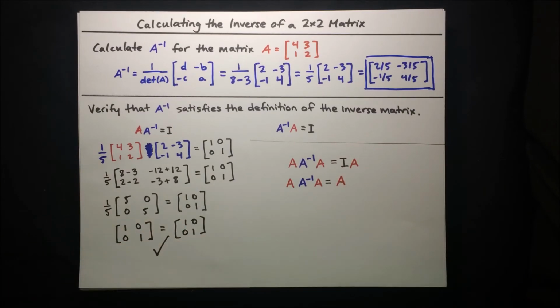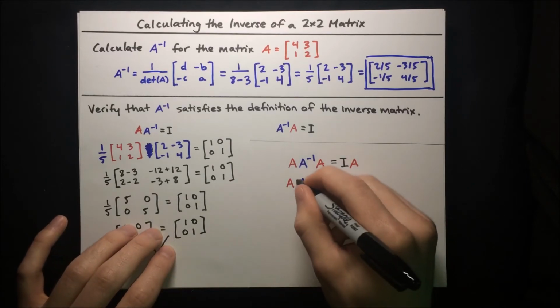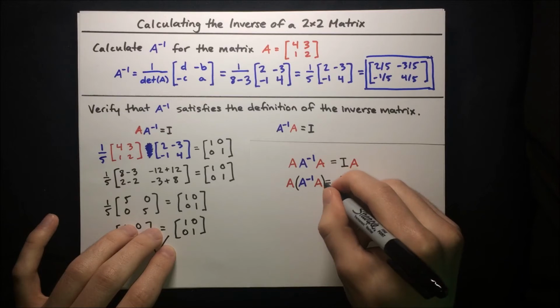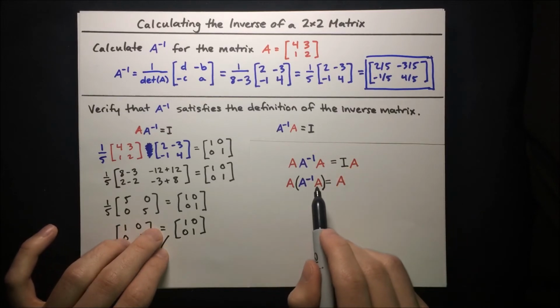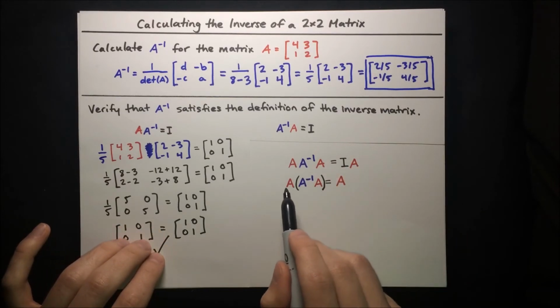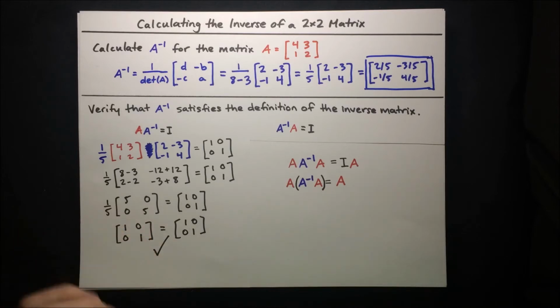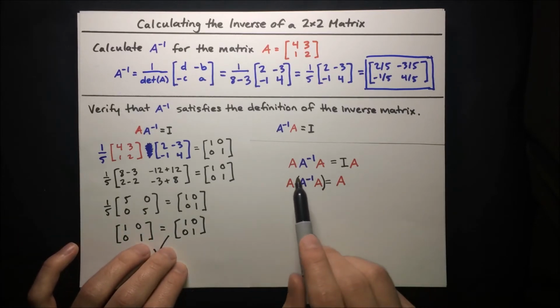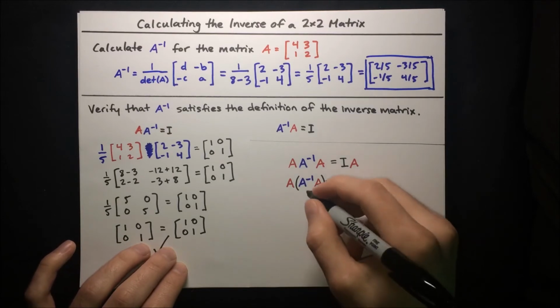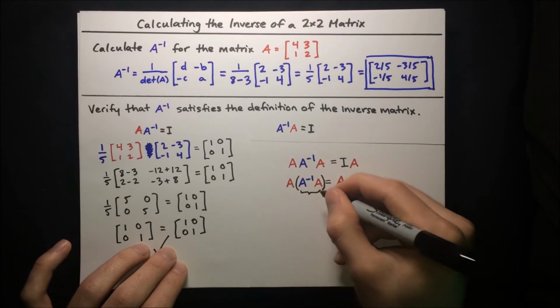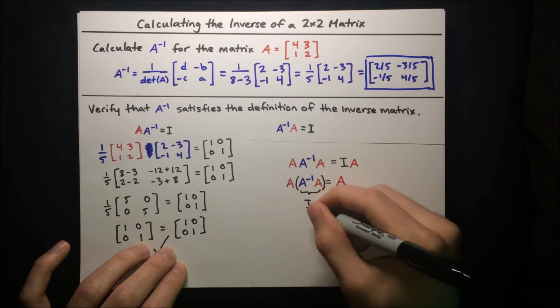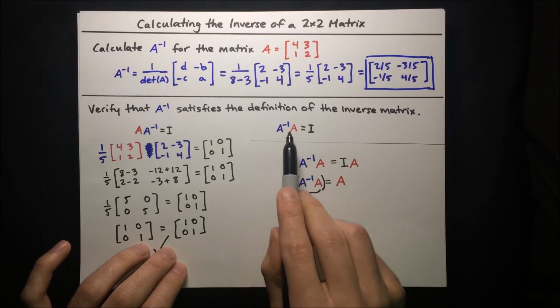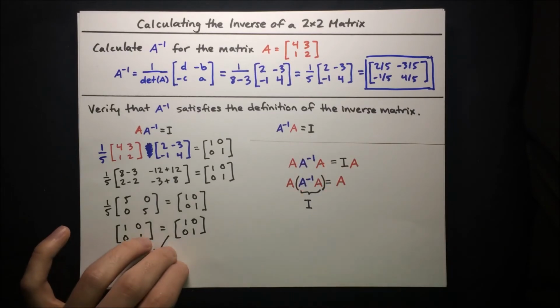And now since matrix multiplication is associative, we can put some parentheses around this left-hand side. So this is just saying compute A inverse A and then do A times the result and you'll get A. But if A times a matrix is just itself A, then that matrix has to be the identity matrix. So A inverse A has to be the identity. And that's exactly what we wanted to show. A inverse A is the identity.